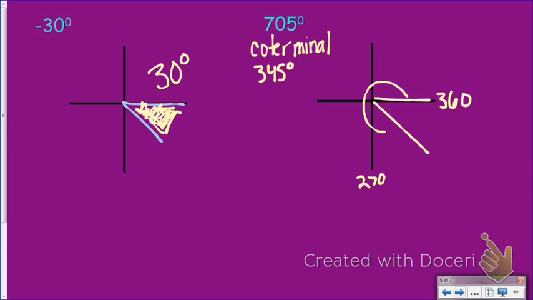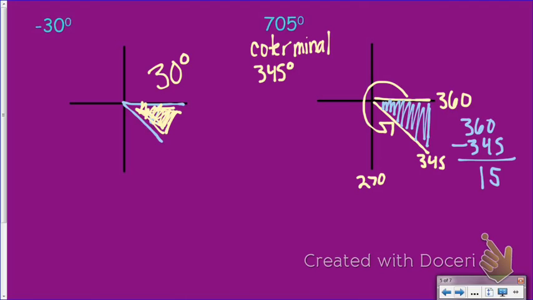So that angle would look like this. But to find my reference angle, I want the piece in between the x-axis and the terminal side. So I want this piece right here. So in order to find what that value is, I know it's 345 to this yellow line. It's 360 to make the full circle. So that means that blue shaded in piece has to be 360 minus 345, which gives me a reference angle of 15 degrees.